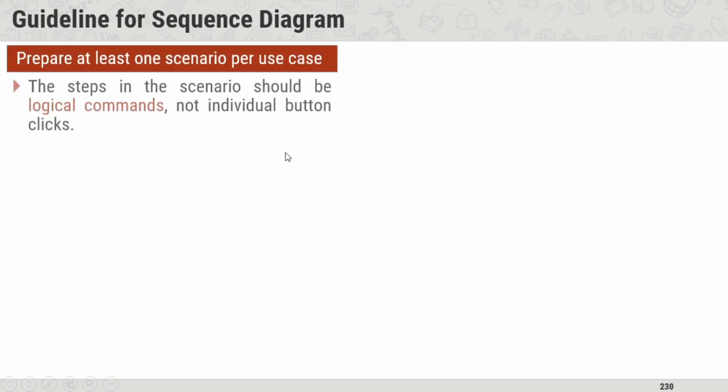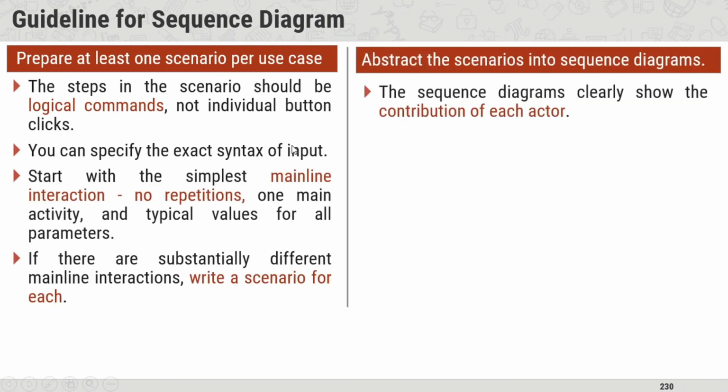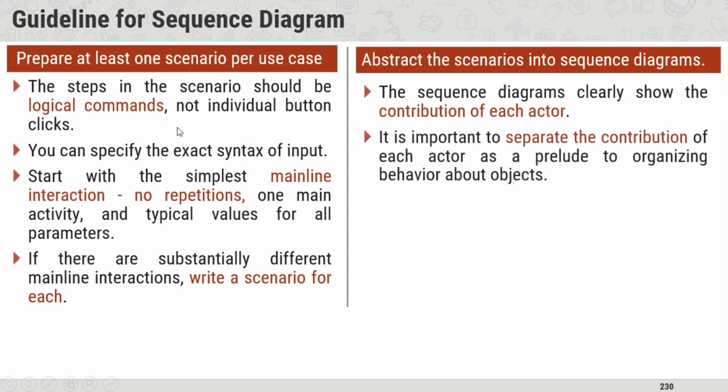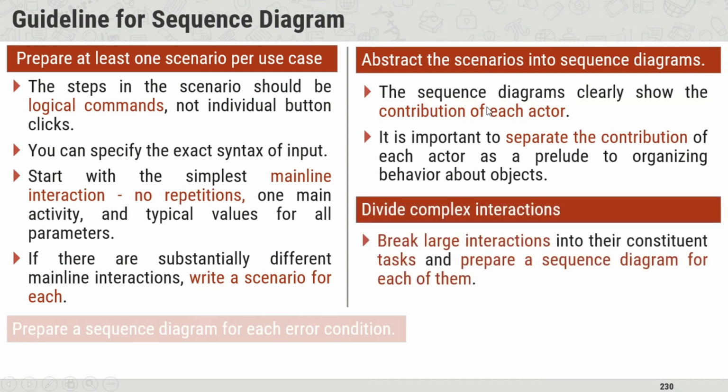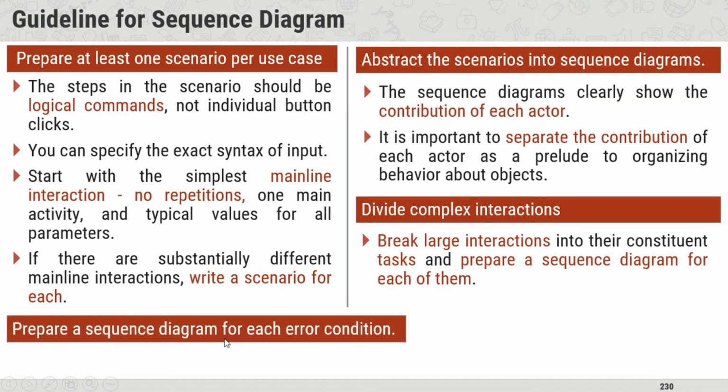So what are the guidelines for the sequence diagram? We must prepare at least one scenario per use case. The steps in the scenario should be logical commands, not individual buttons. We should write a scenario for each of these, abstract the scenarios into a sequence diagram, divide the complete interaction, and prepare a sequence diagram for each error condition.